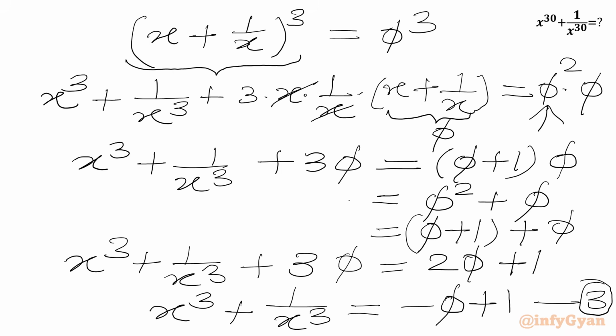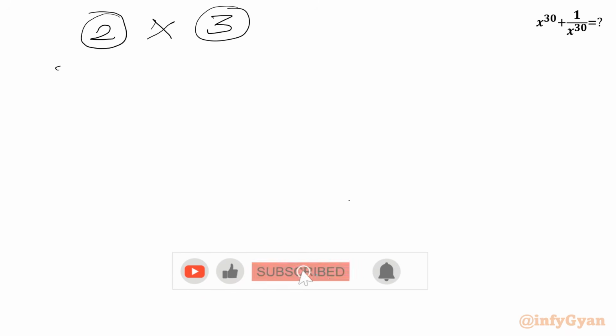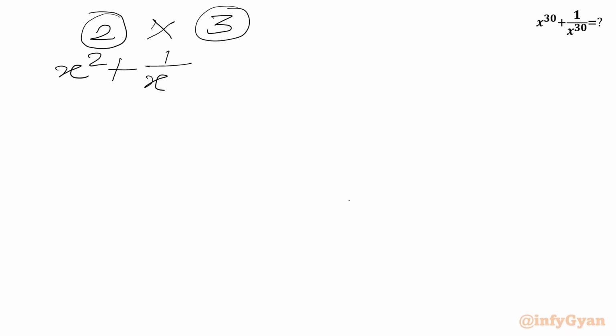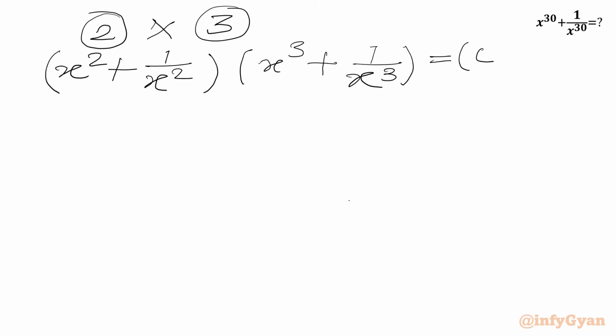Now I have to multiply equation 2 with equation 3. So I will write equation 2 times equation 3. We have to multiply the LHS first, (x² + 1/x²) times (x³ + 1/x³). And in the RHS, we'll write the RHS of equation 2, √5 − 1, times the RHS of equation 3, 1 − √5, or −(√5 + 1).